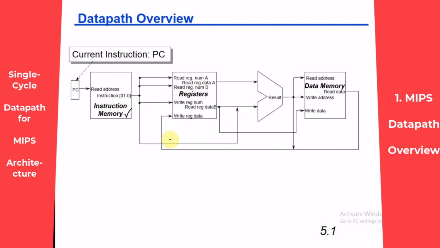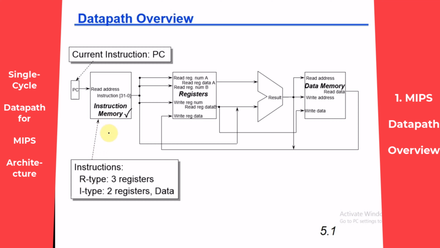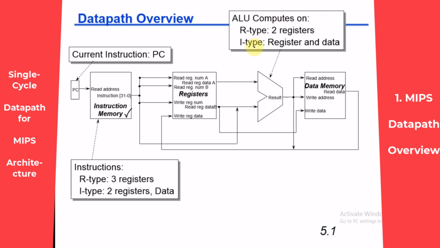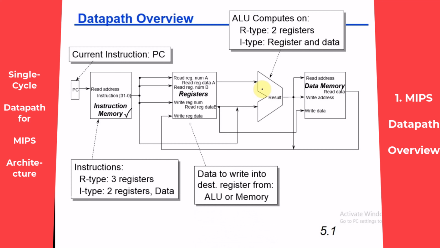This is the ALU view. So we have different types of instructions in the program. R-type instructions involve three registers. I-type instructions include 2 registers and 1 immediate data. So this ALU also computes on 2 registers when we have an R-type instruction, and when we have an I-type instruction, the ALU will compute on 1 register and the immediate data that we have in the instruction.